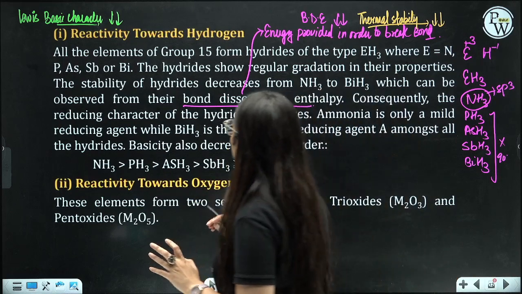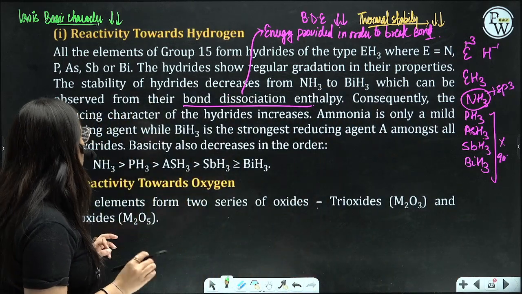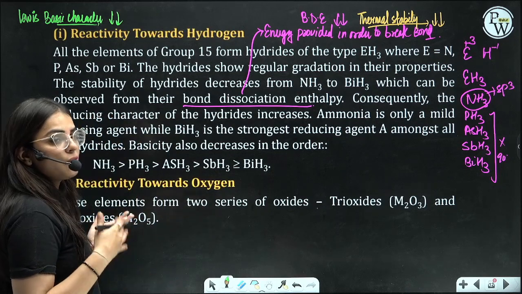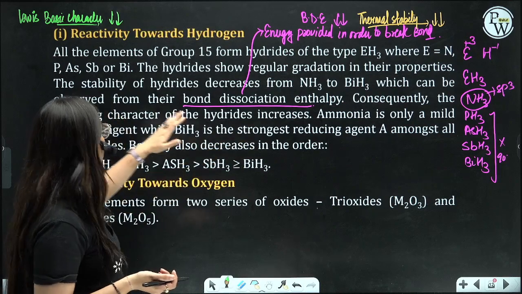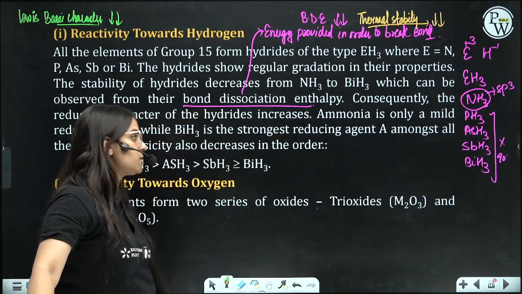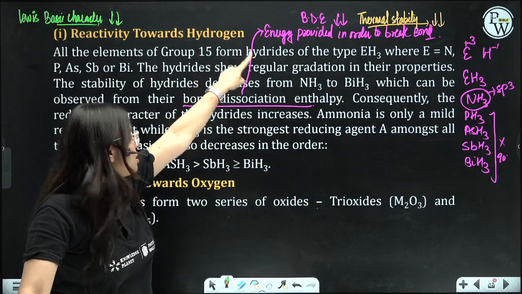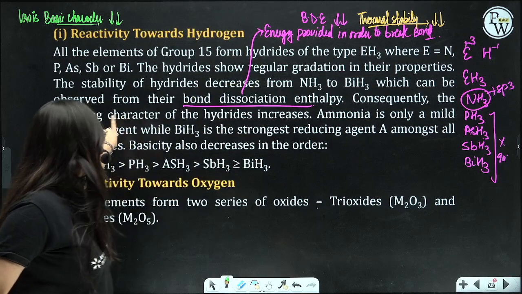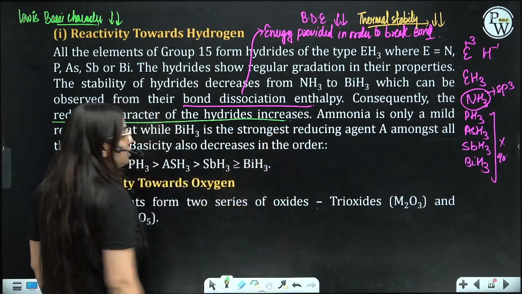Let's read about it. All the elements of group 15 form hydrides of the type EH3, where E is nitrogen, phosphorus, arsenic, antimony, and bismuth. Hydrides show regular gradation in properties. The stability of hydrides decreases, which can be observed from their bond dissociation energy. I told you thermal stability decreases. Consequently, the reducing character increases. This is the only part that is increasing, that is reducing character.